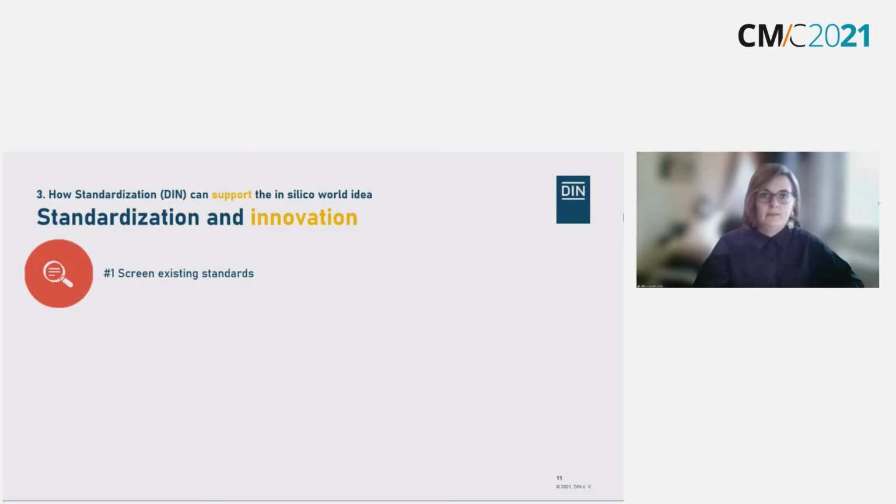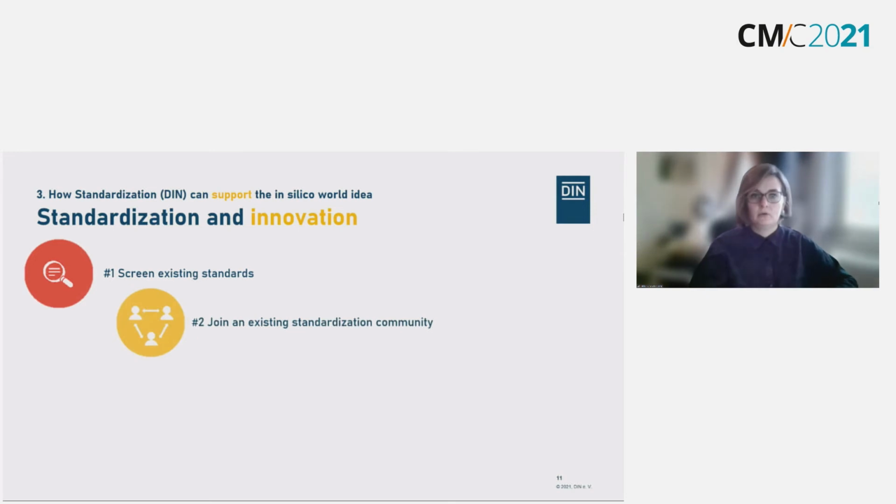By screening the existing standards on national, European, and international level, the project or the consortium is able to access the knowledge and resources on the topic they're working on. And this may include European standards over various industries.